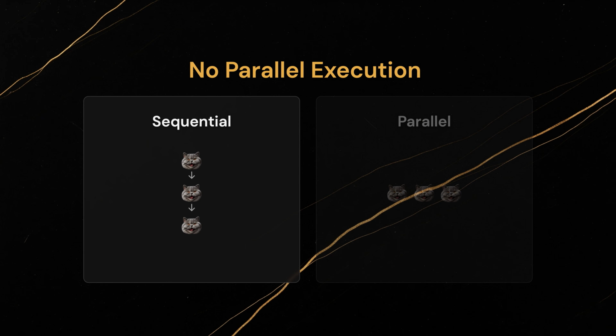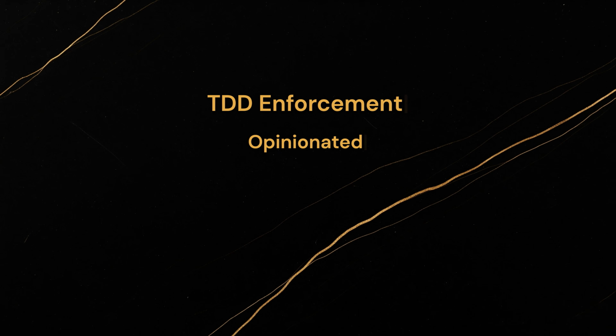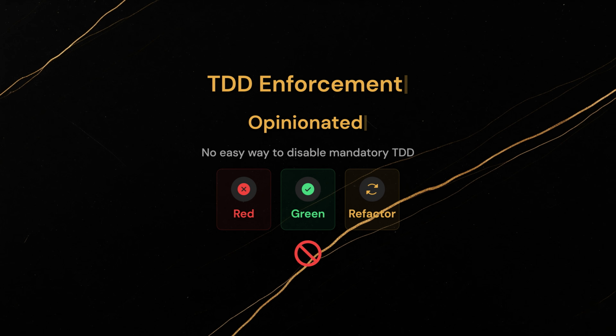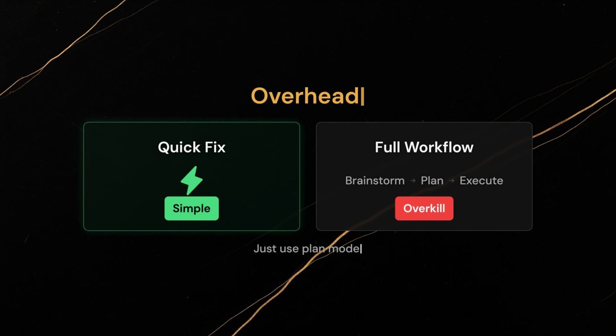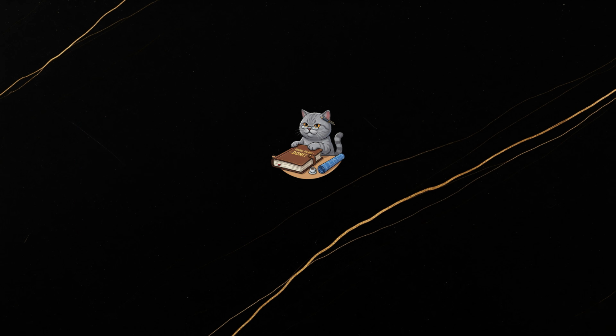No parallel execution. Tasks run sequentially even when they are independent. TDD enforcement is opinionated. If your project doesn't use TDD, the mandatory cycle creates friction with no easy way to disable it. Overhead for small tasks. Brainstorm, plan, execute is overkill for quick fixes, just use plan mode.